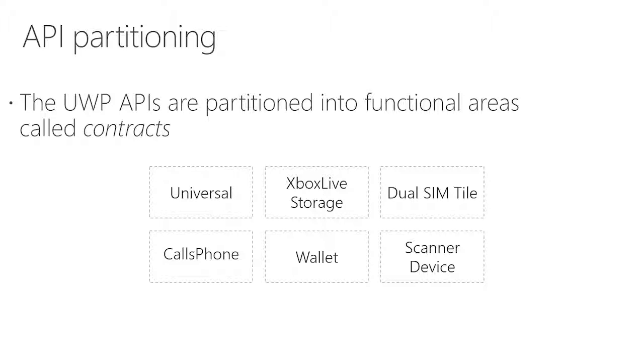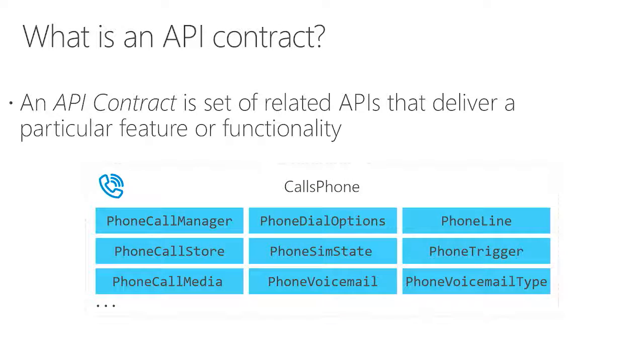Now, to understand how this works, we need to understand a little bit about how UWP APIs work. And the APIs are partitioned into functional areas that we call contracts. And so you see some examples here. We've got Universal. We've got some APIs around Xbox Live Storage. So let's look at one example, Calls Phone.